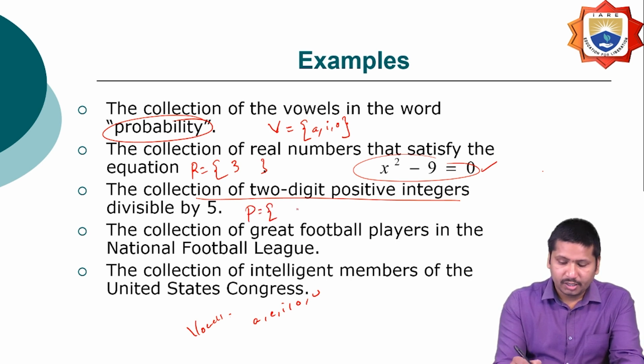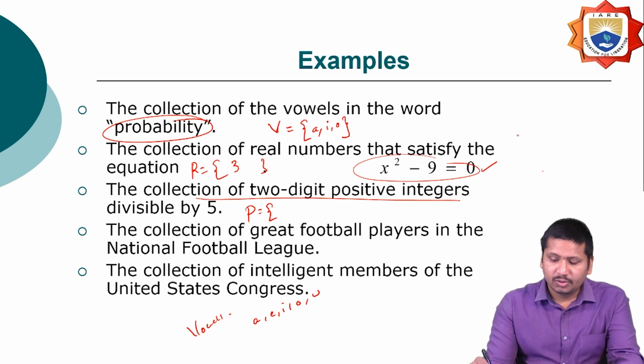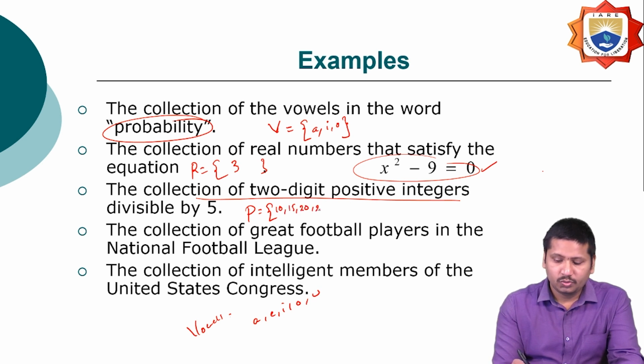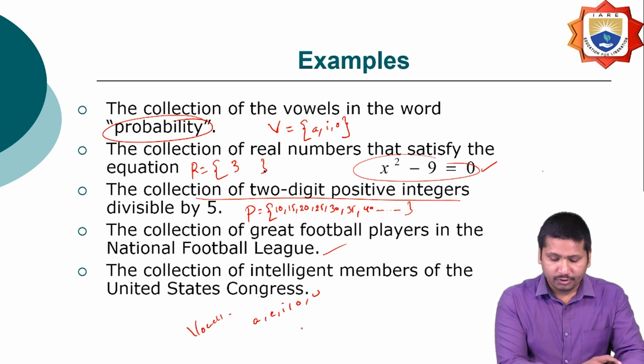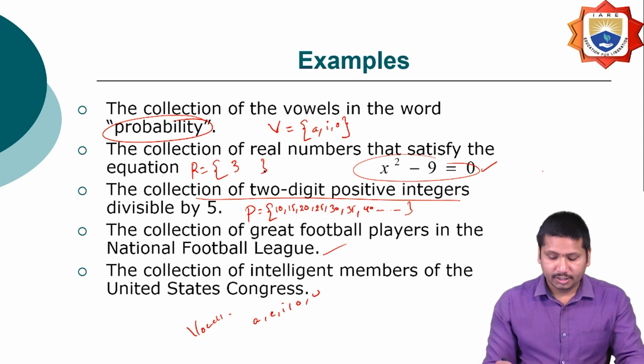And for the collection of two-digit positive integers divisible by 5, the set would be 10, 15, 20, 25, 30, 35, 40, like this. These are all the two-digit numbers that satisfy this. The collection of football players is also a set I can create, and the collection of intelligent members of United States Congress can also be a set like this.